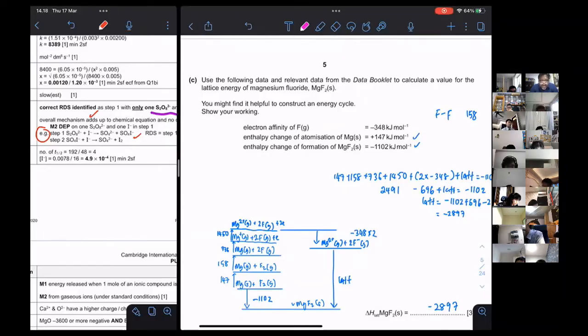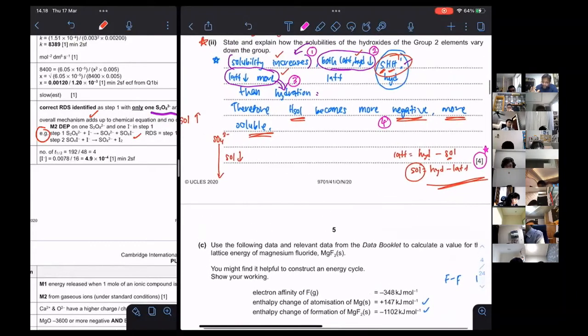For Christopher: with sulfate, are both lattice and hydration increasing? No, Christopher. Do remember, lattice energy and hydration, they are going to decrease. Both of them will decrease because for sulfate and hydroxide, as you go down the group, the radius is going to increase. The radius of the cation is increasing.